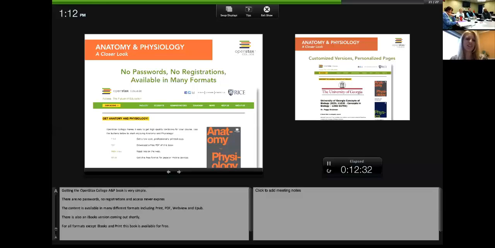For those students that are old school like me and like to have something in their hands and write all over it, we do offer printed copies of our books at a significantly reduced rate. The majority of our books are somewhere between $30 and $55. So compare that to anatomy and physiology books. Last time I checked, we're going for about $300, and this is about $55.